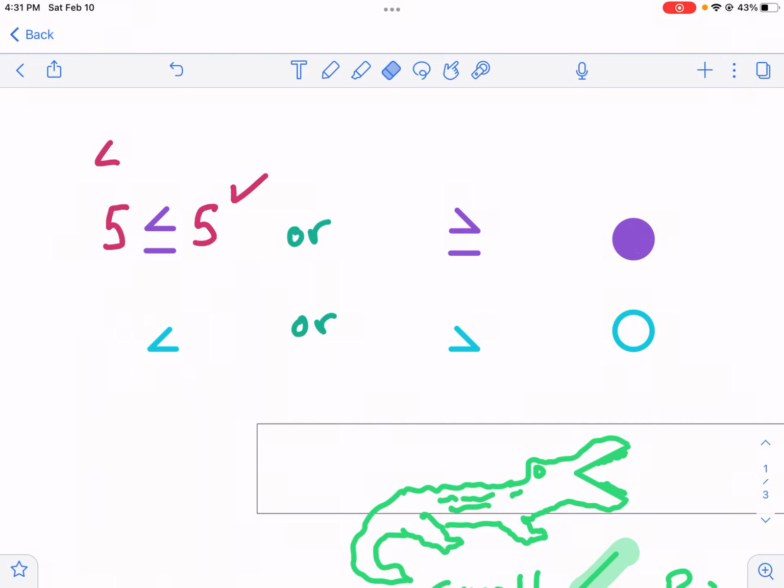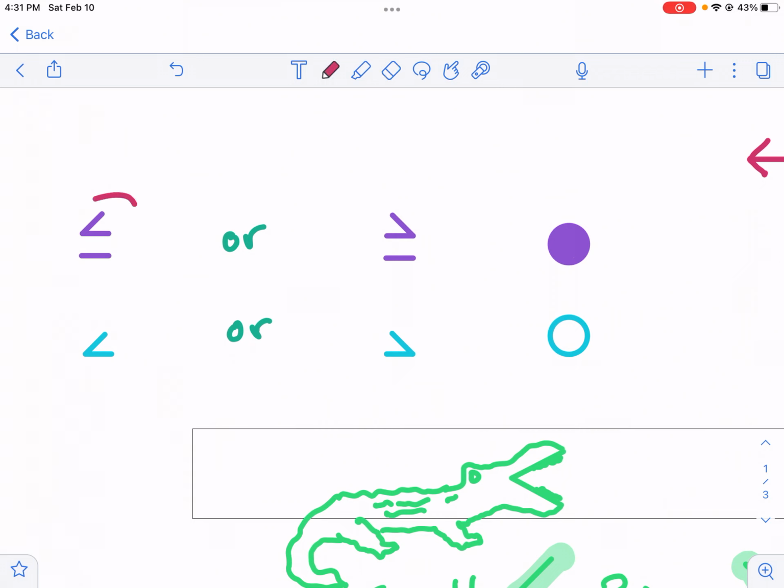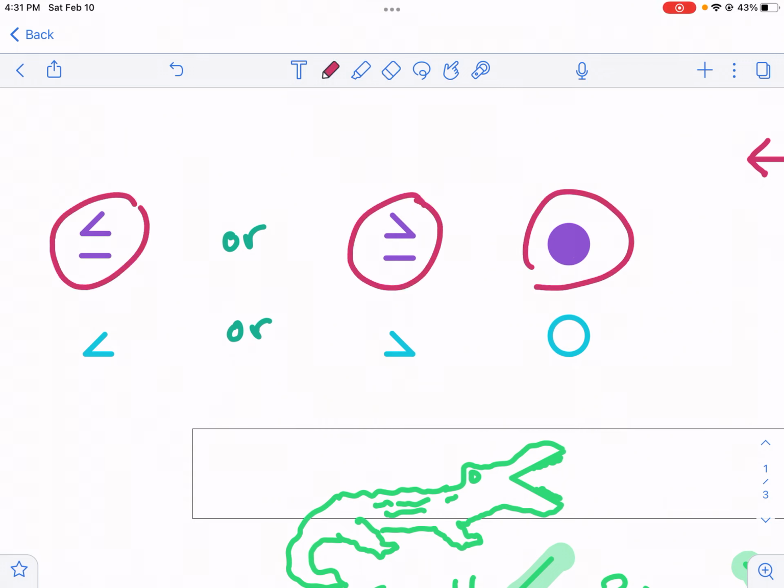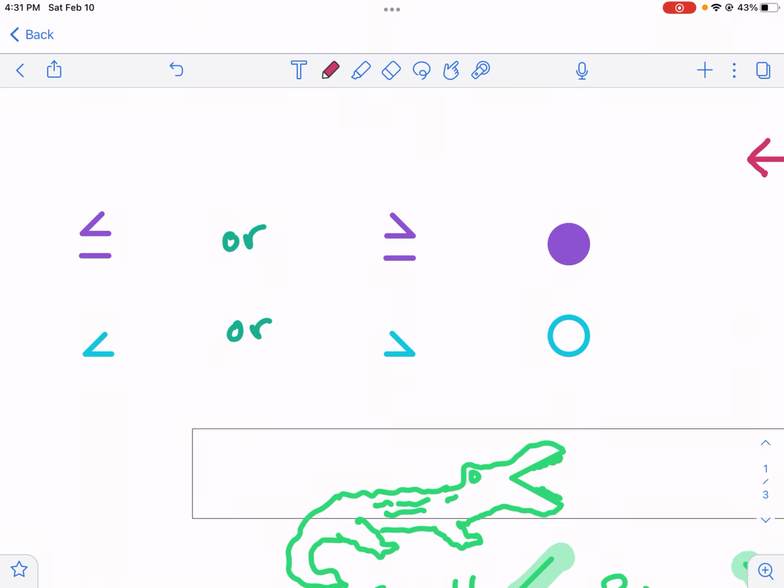To graph this, to show this graphically, anytime it is a less than or equal to or greater than or equal to sign, you're going to fill in the dot of the graph, and that just shows that that value is included. 5 would be included, whereas this one is an open circle to show that would not be included.